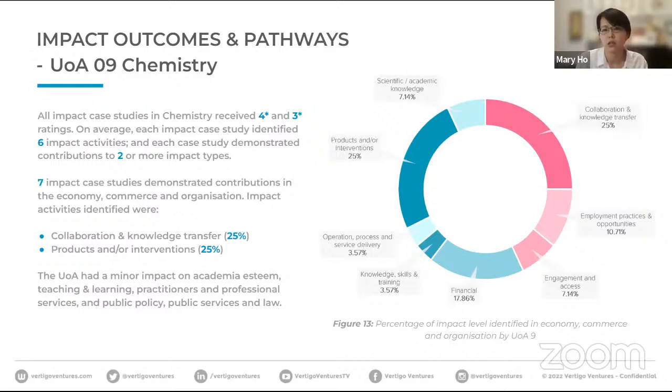The impact activities in this discipline included collaboration or knowledge transfer, which accounts for 25%, and another 25% focused on products and or interventions. And this highlights the focus of this discipline on knowledge exchange, and also how the research leads to patent developments. On a side note, though, the UOA had a minor impact on academic esteem, teaching and learning practitioners, and also professional services and public policy, public services, and law.